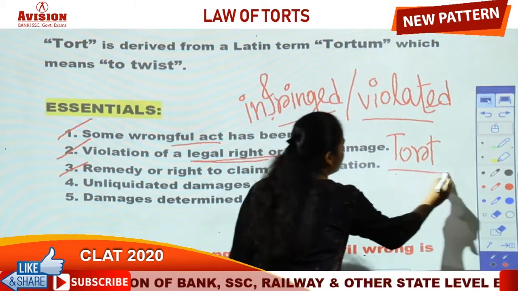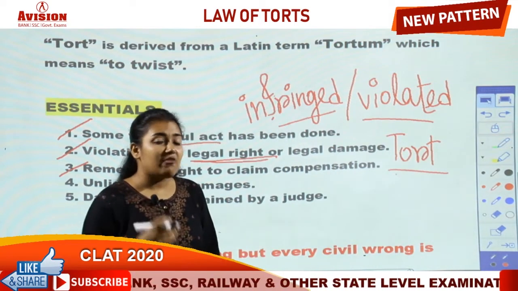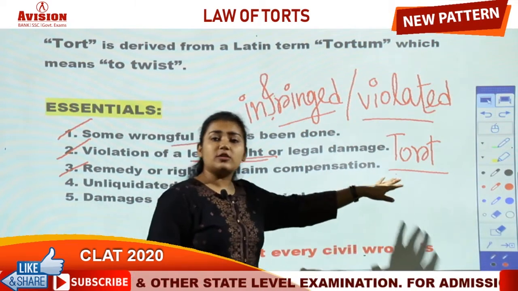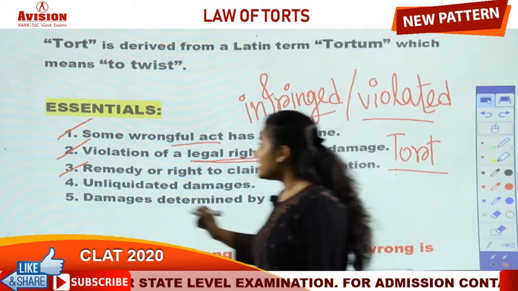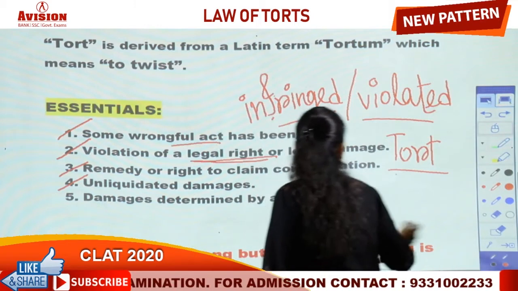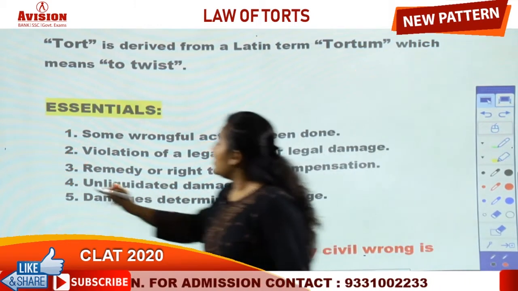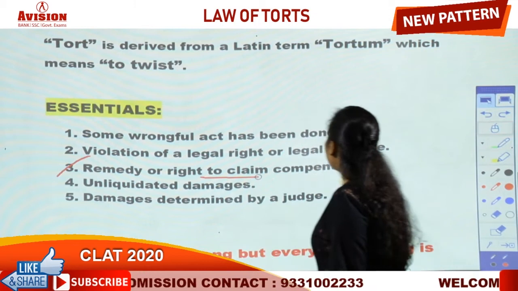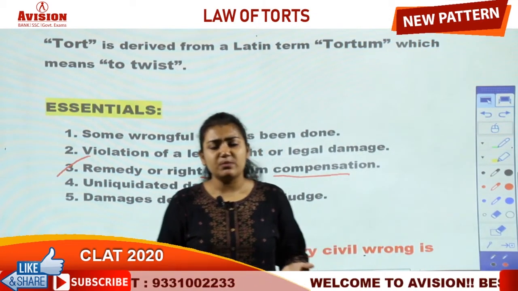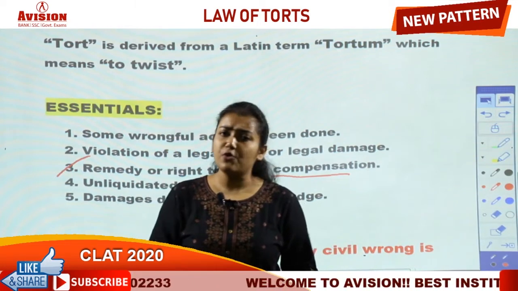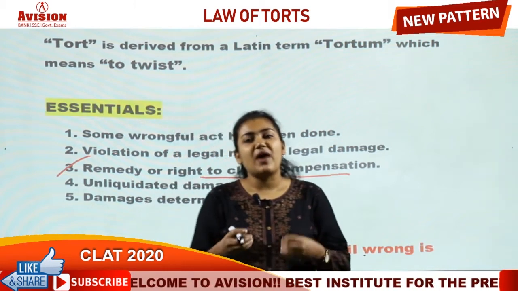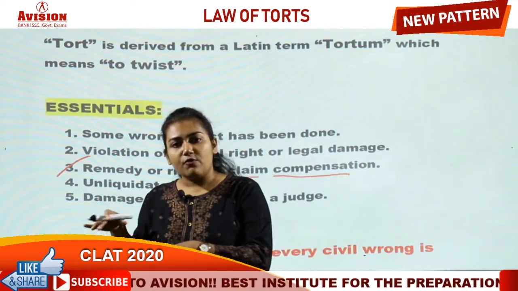So, this is tort. When our fundamental right is violated by any person, then tort is committed. Next essential, number 3, is remedy or right to claim compensation. So, what is the remedy? My fundamental right has been violated by a person. What should I do now? There must be some remedy. Law must provide us some remedy for this wrong.